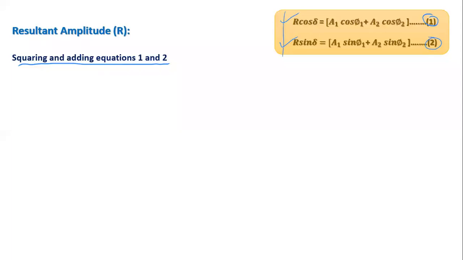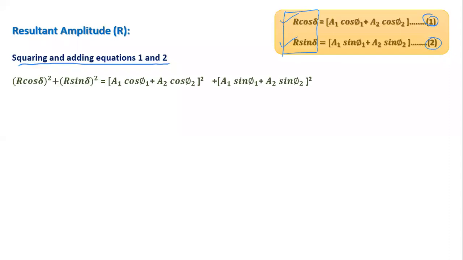On one side, we consider this side first. So we get r square cos square delta plus r square sin square delta. So this is the left hand side. Now we consider this side: this bracket square plus the second bracket square. Now we have to use the (a plus b) square expansion. You know that it is a square plus b square plus 2ab. That bracket square expansion we have to use, as well as try to minimize this equation, and we have to obtain the formula of this delta.